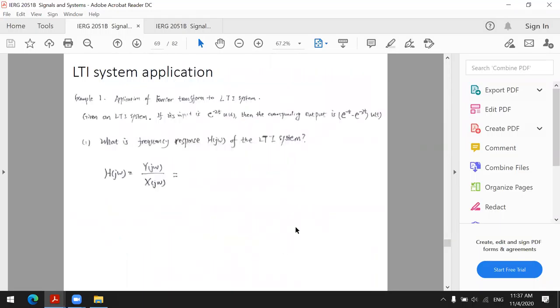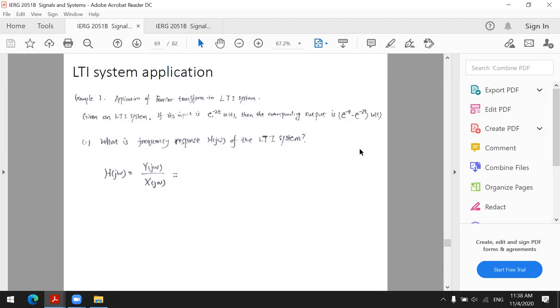Now let's look at an example. Applying the Fourier transform to an LTI system. Given an LTI system, we know that if its input is exponential minus 2t u(t), then the corresponding output is this signal: exponential minus t minus exponential minus 3t, u of t. The first question is, what is the frequency response capital H of this LTI system?